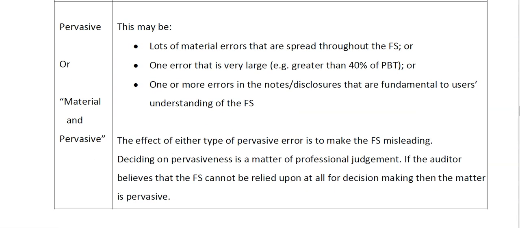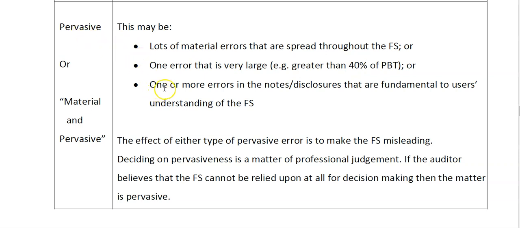Pervasive errors are where there are lots of material errors that are spread throughout the financial statements, or one error that is very large. And when we're talking about quantitative, you could pick maybe greater than 40% of PBT. Now, for the sake of our exam, we'll use 40%. In practice, auditors will use their professional judgment, their experience, to determine pervasiveness. So they won't be using a percentage like this. But for our exams, you can use the 40% for your criteria for determining quantitative pervasiveness.